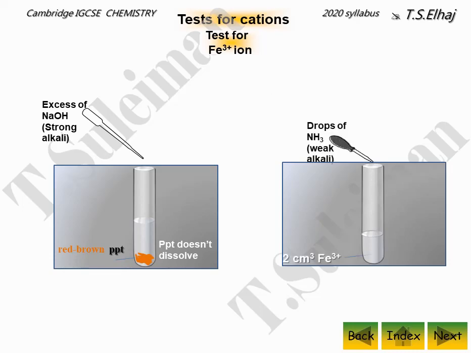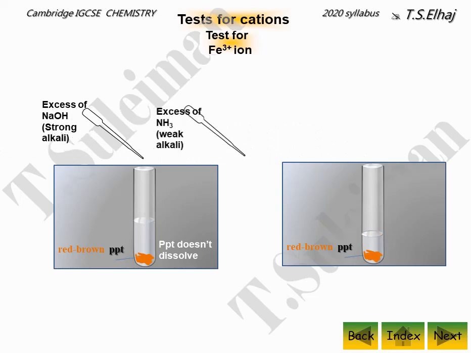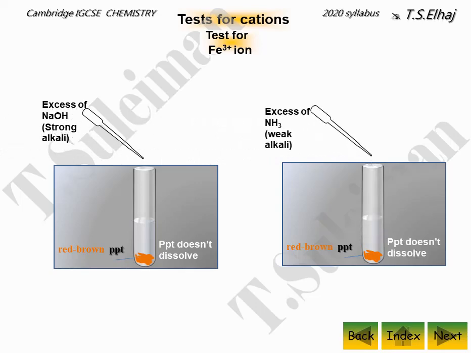We repeat the same test using drops of ammonia with Fe3+, also red-brown precipitate forms. Then we add excess ammonia, or we can use any weak alkali, precipitate doesn't dissolve.